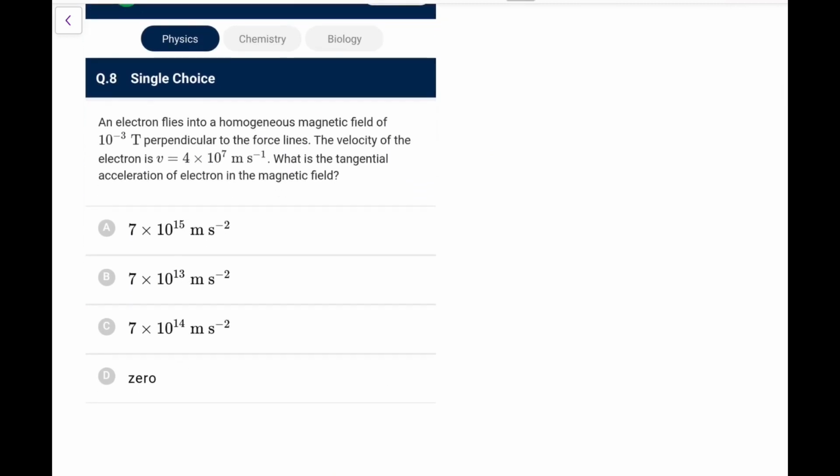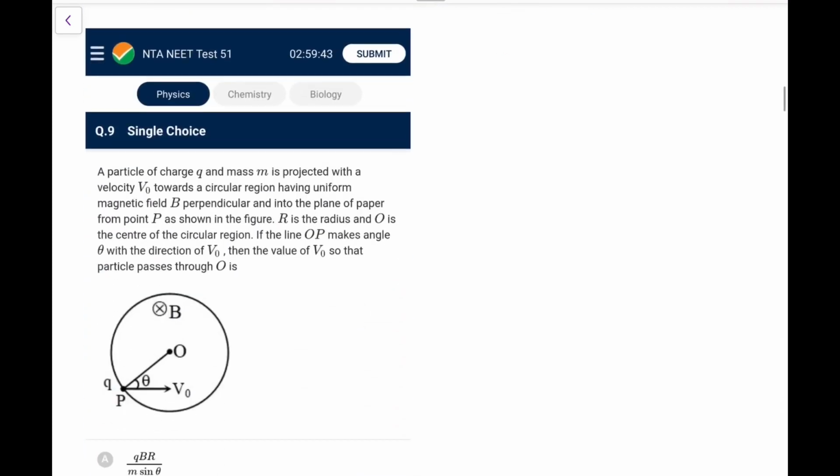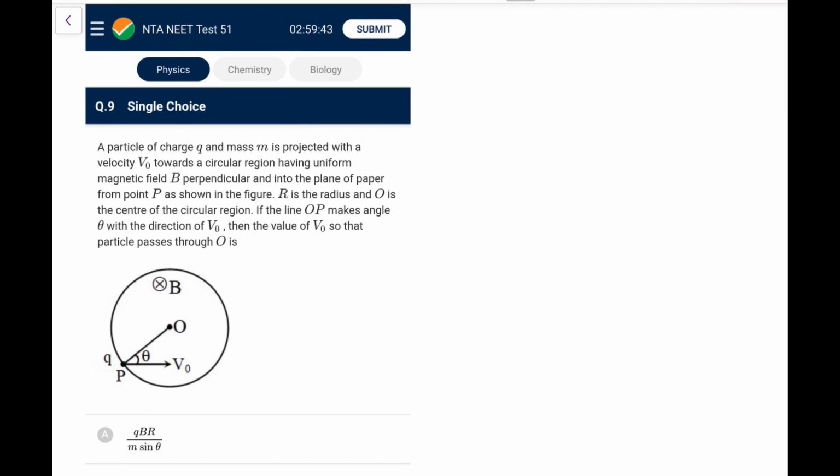You can check yourself. 8th, an electron flies into a homogeneous magnetic field of 10 to the power minus 3 Tesla perpendicular to the force line. Velocity is this, then the tangential acceleration of electron in the magnetic field. Now, because velocity is perpendicular to magnetic field, force is going to be perpendicular to V, force is going to be perpendicular to B. So because force is perpendicular to V, there's no force which is providing the tangential force, so acceleration in tangential direction is 0. So it's again an easy one. I'm just checking your basic knowledge.